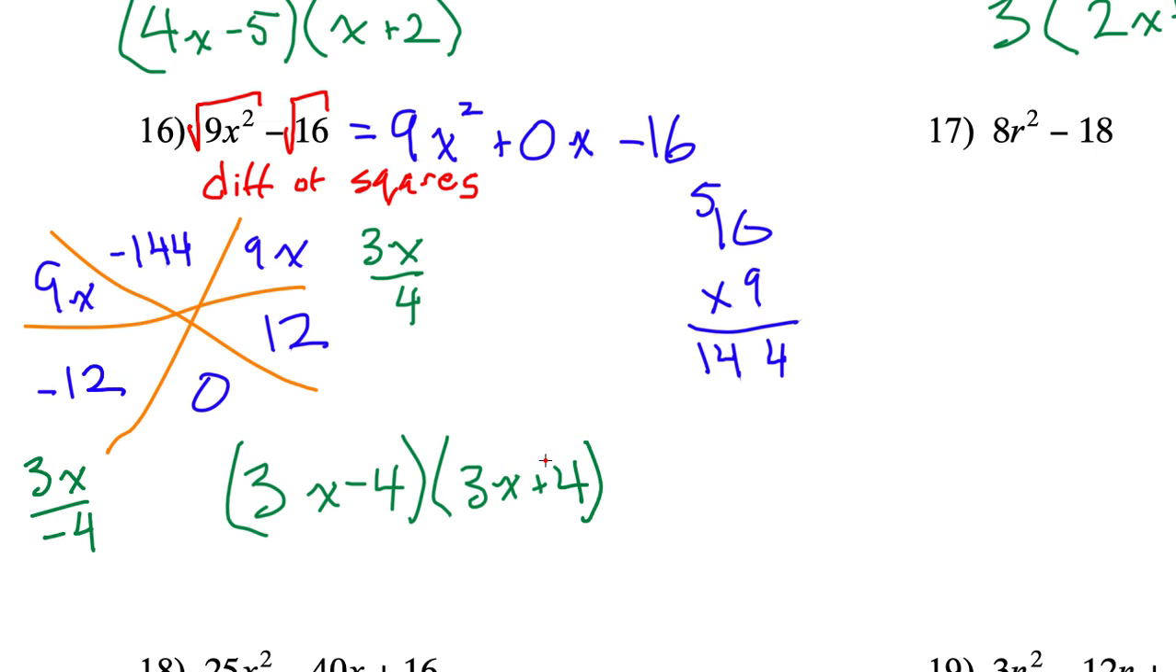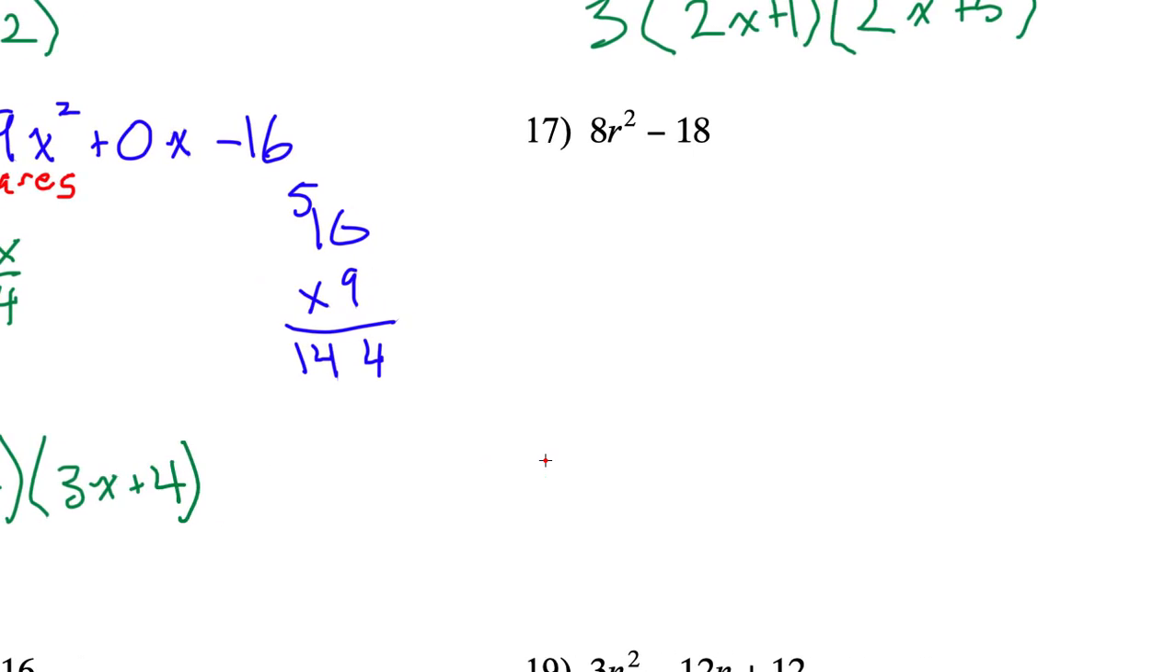Moving on to number 17. Step number 0 is always GCF. Does it have a GCF in this case? Yes, it is indeed. What is the GCF? 2. It is indeed 2. So 2 times the quantity of 4r squared minus 9. Oh, hey, what do you guys see? Squares. I see a difference of squares. There's a difference because there's a minus sign right there.